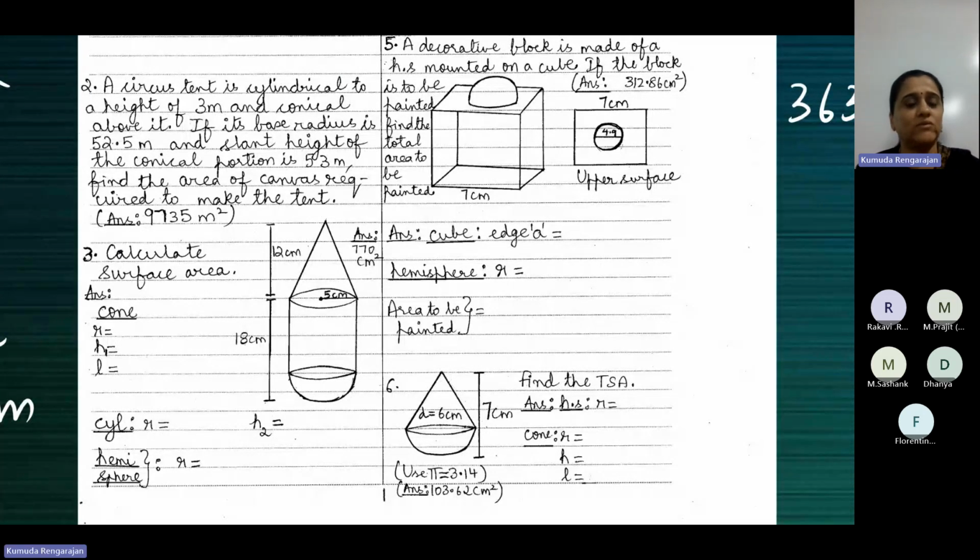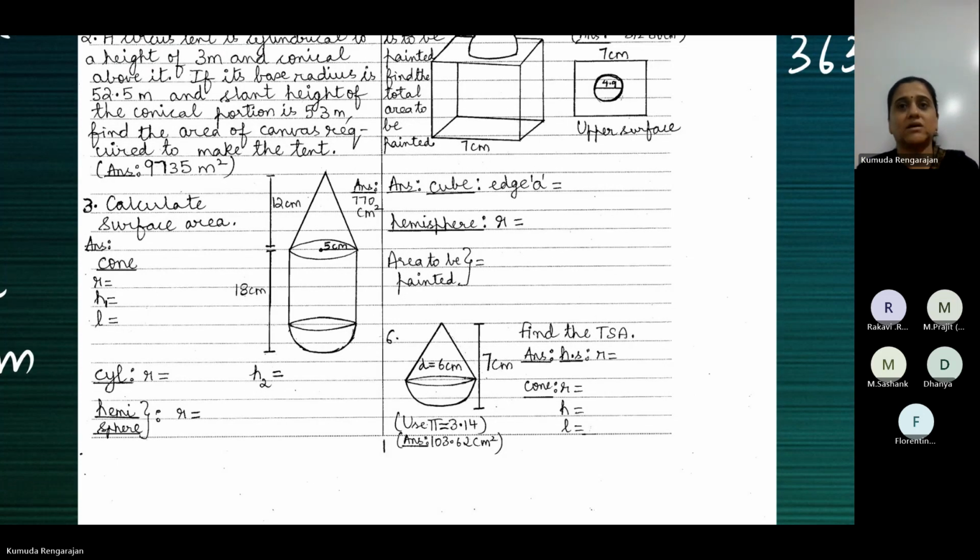Second, no, not the second one, children. Third one, no, only the figures. The third one, children. Calculate the surface area. Get the values for the third one. First and second one already done.